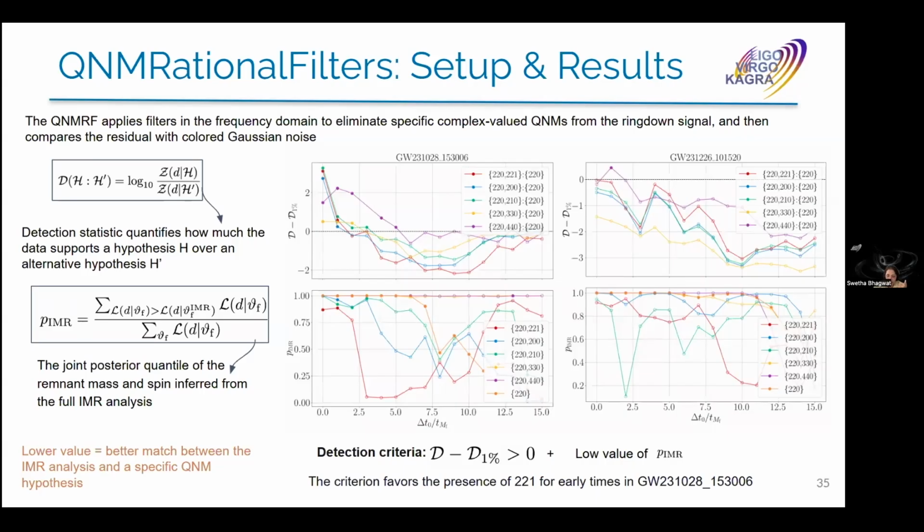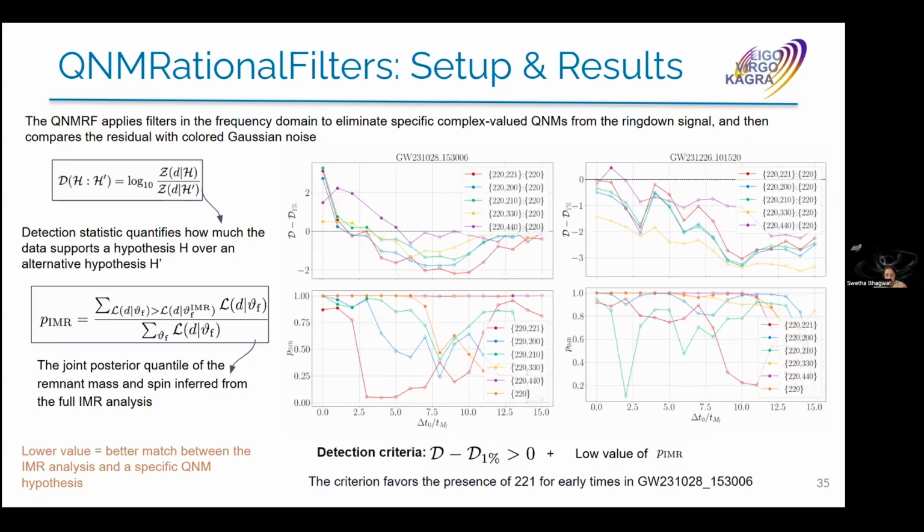The first is the detection statistic, given by the curly T, which quantifies how much of the data supports the hypothesis that the data has one mode over the alternative hypothesis that it has more than one mode, specifically two modes. It also uses a joint posterior quantile for the remnant mass and spin inferred from IMR analysis, given as PIMR in the second box that you can see. The detection statistic exceeding the threshold level of 1% false alarm probability while simultaneously having a low value of PIMR is used as a way to support the presence of a secondary mode.